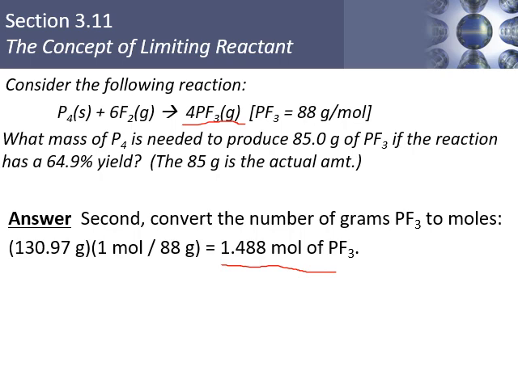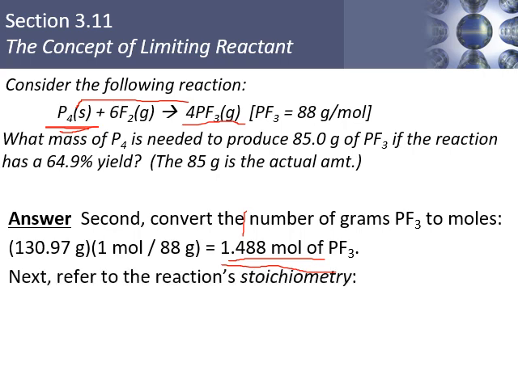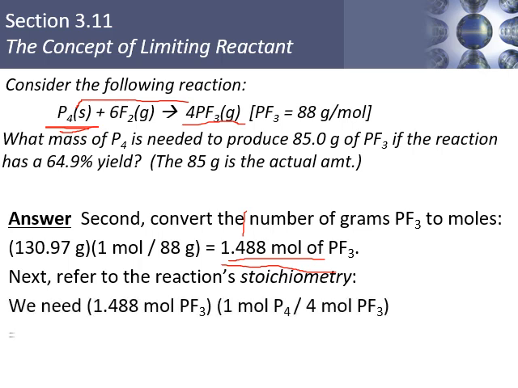But now, at this point, what we want to know is how much of this stuff do we have to react to get roughly 1.5 moles of the product. So again, for every 4 moles of this that we make, we only need 1 mole of that. So we only need 1/4 as many moles of P4 as we have here. So let's keep going. We want to multiply 1.488 times 1/4. Next. So at the end of the day, after we divide 1.488 by 4, we get 0.372 moles of this stuff over here is how much we would need.